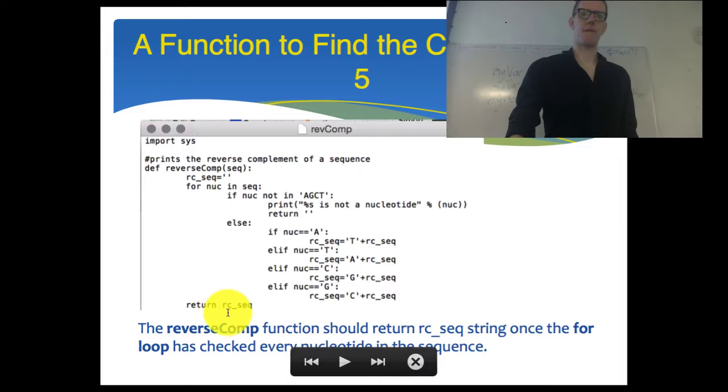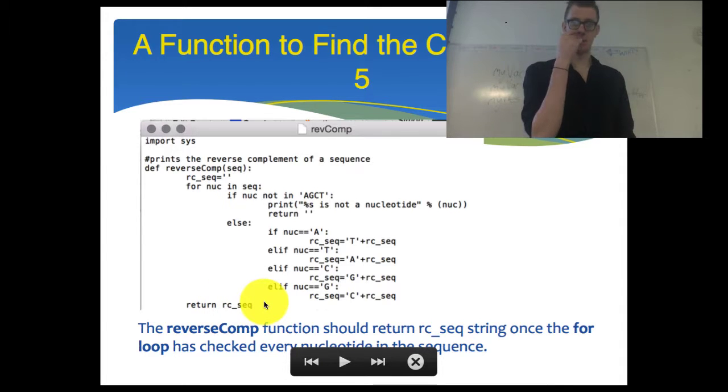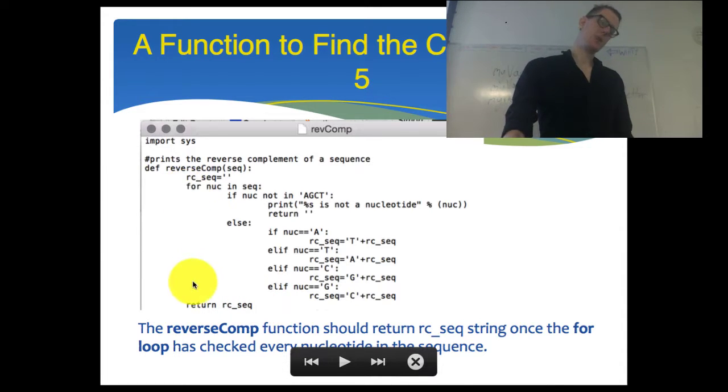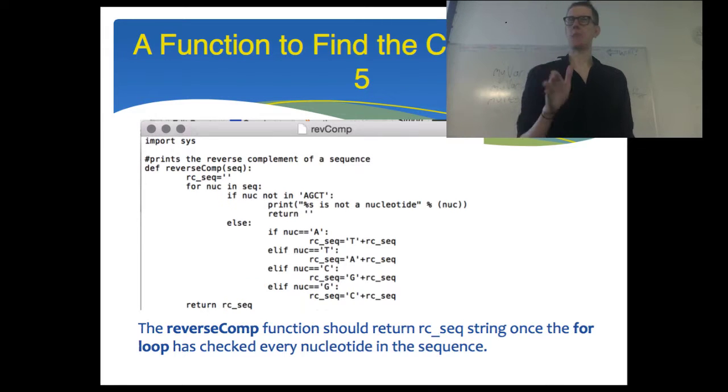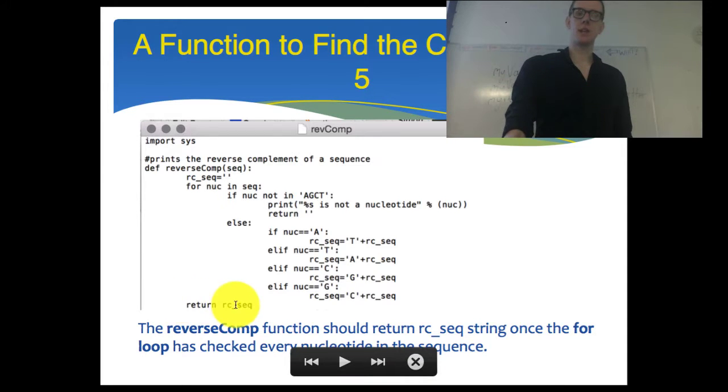So the output from our function is this rcseek variable. Be very aware of the indentation of this return statement because we only want to return once we've finished the for loop. So we've gone through every nucleotide in our input sequence, we've done our code, we found the reverse complement, then we return RC-seq. So you've got to make sure that return statement is in line with the for loop, because we're at the end of the for loop when we run the RC-seq. If you indent that too much, it might do one nucleotide and then return, and you'll have a problem.